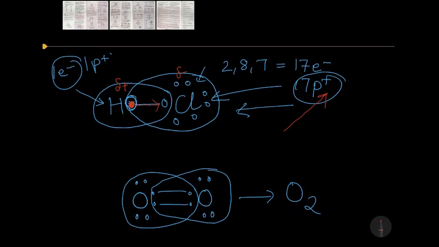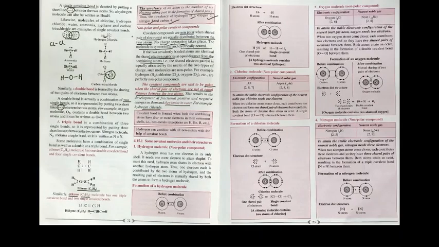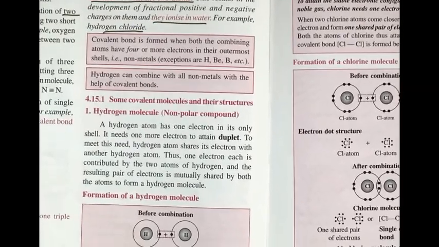Okay, so what happens? This type of compound will ionize in water. If we put HCl in water, it will turn into ions, H plus and Cl minus. They ionize in water. So basically, remember children, polar covalent compounds ionize in water.